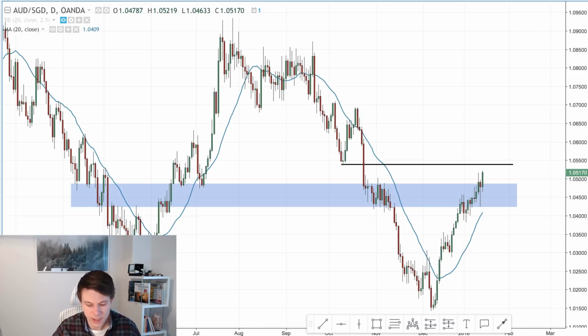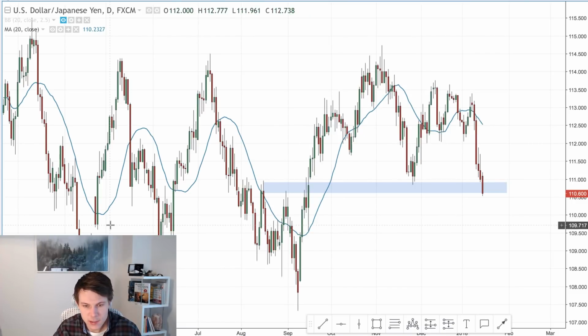Then let's take a look at what else we have. We have the US dollar and the Japanese yen. Let's take a look at a few key levels here. The US dollar, Japanese yen, with a weak US dollar and strong Japanese yen, was a huge mover last week. You can see here we dropped into this support zone.